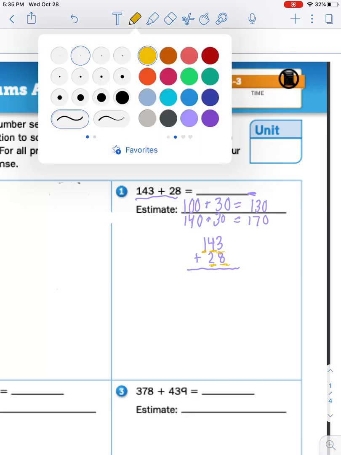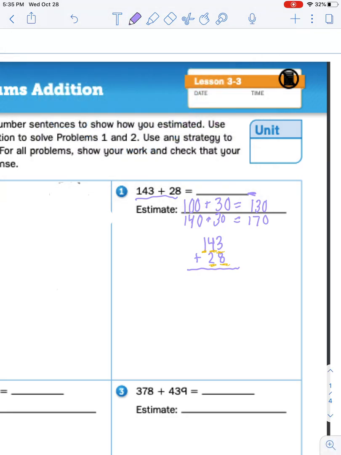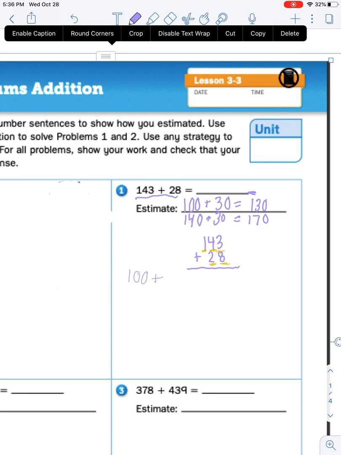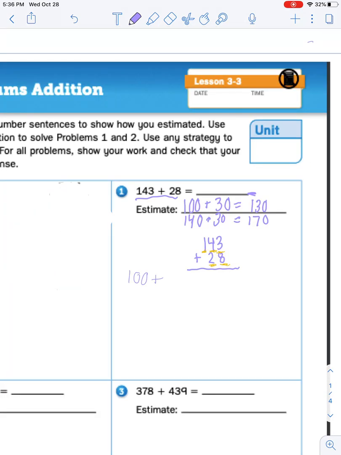So what you do first is you're going to collect all of the hundreds place from these two numbers. I see right away that only one of my numbers has something in the hundreds place. And if there's nothing else in the hundreds place, well, then you're just going to add 0 to it. So 100 plus nothing, because there's 0 there.